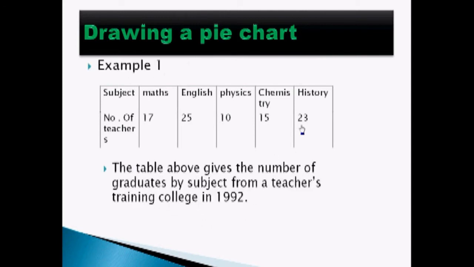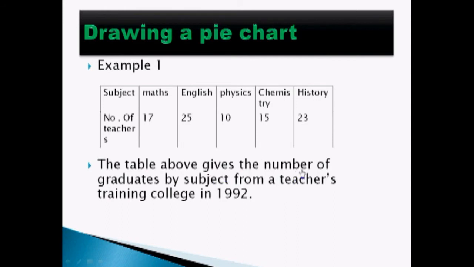So our first example is here. The table above gives the number of graduates by subject from a teacher's training college in 1992. Okay, so what they're saying is that they are recording how many teachers graduated in 1992 from maths, English, physics, chemistry, and history. Good, so 17 graduated for maths, 25 graduated for English, and 10 for physics, and so on.